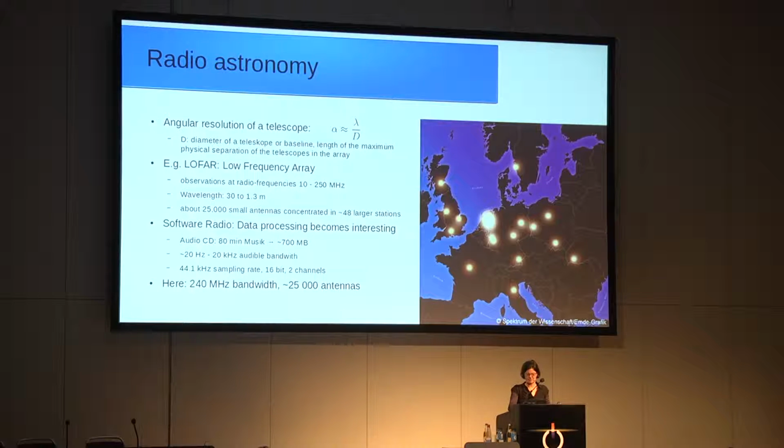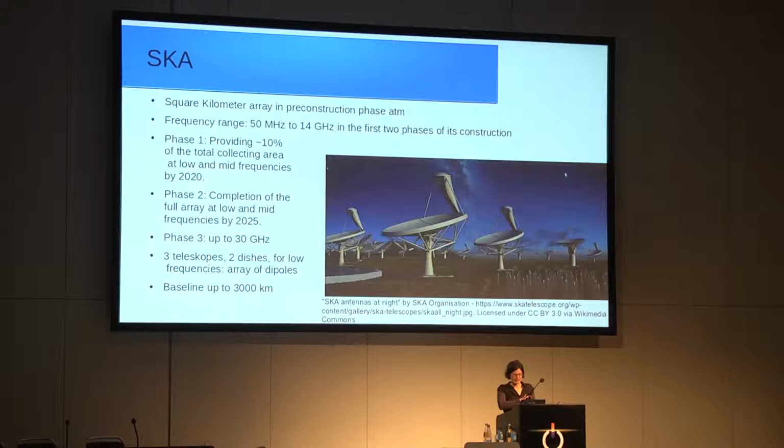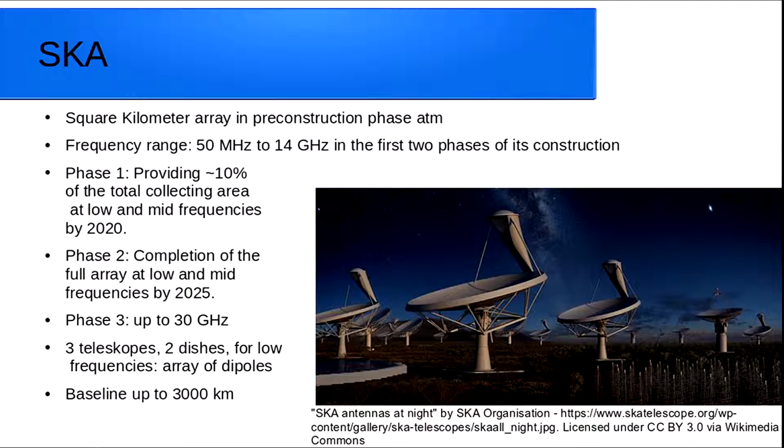This LOFAR telescope is also a pathfinder project for the Square Kilometre Array. This one is in the pre-construction phase at the moment. It's planned to be built partly in Australia and partly in South Africa. The plan is to cover a frequency range from 50 megahertz up to 14 gigahertz in the first 2 phases of the construction. Here you can see an animation, it's not really built, of the dish antennas.